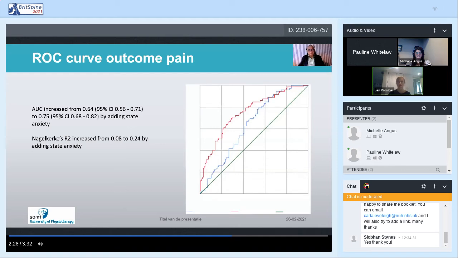After that, we conducted an area under the curve analysis. The blue line represents the 5 established factors. The red line indicates the additional role of state anxiety in the model. Here you can see that the area under the curve increased by adding state anxiety in the prognostic model.